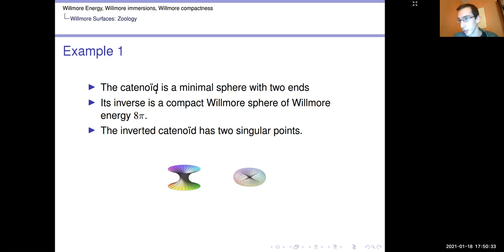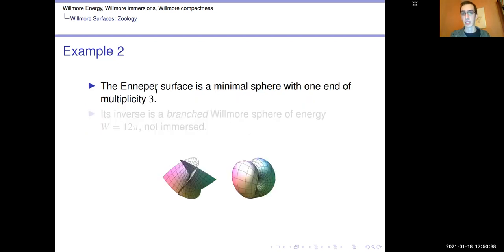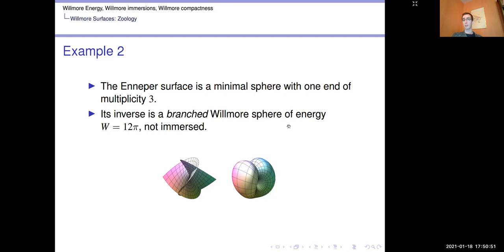Okay, so classically in the classification of Willmore surfaces, after the catenoid comes the Enneper-Weierstrass surface. The Enneper surface is a minimal sphere with one end of multiplicity 3. We can see here the three sheets going to infinity. And when I take an inversion, I obtain a Willmore sphere of energy 12 pi, except it's not going to be immersed. Why? Because I have three sheets which are intertwined and going to infinity. And when I take the inversion, I'm going to have one point with three singular sheets going through it. It's going to be a singular point.